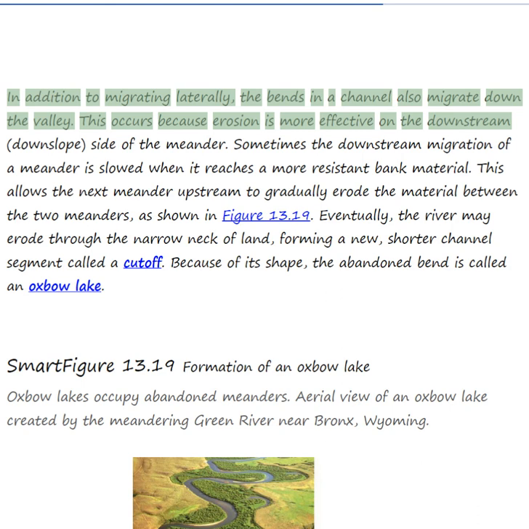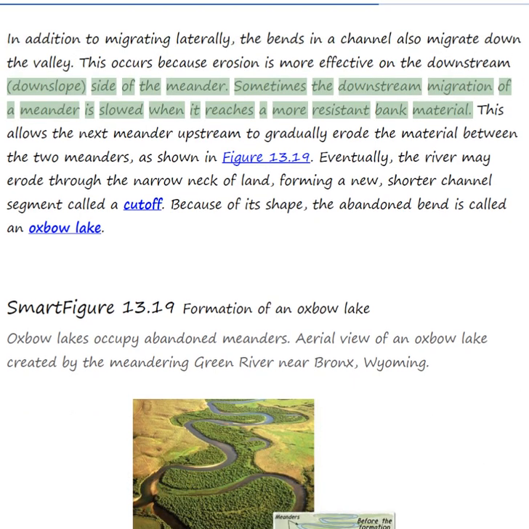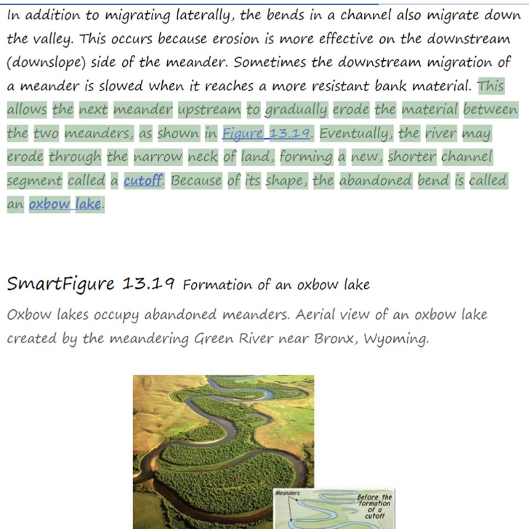This occurs because erosion is more effective on the downstream side of the meander. Sometimes the downstream migration of a meander is slowed when it reaches a more resistant bank material. This allows the next meander upstream to gradually erode the material between the two meanders, as shown in Figure 13.19. Eventually, the river may erode through the narrow neck of land, forming a new, shorter channel segment called a cutoff.